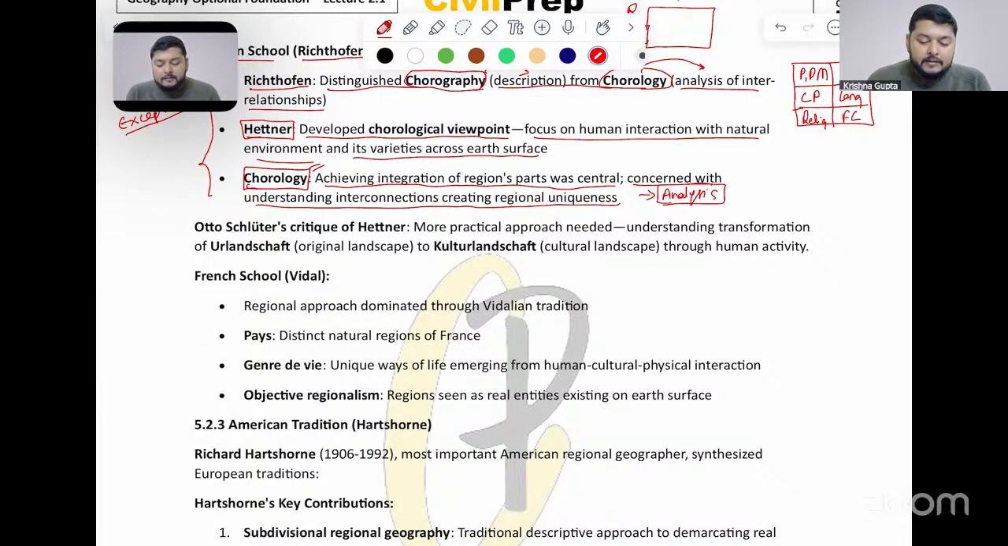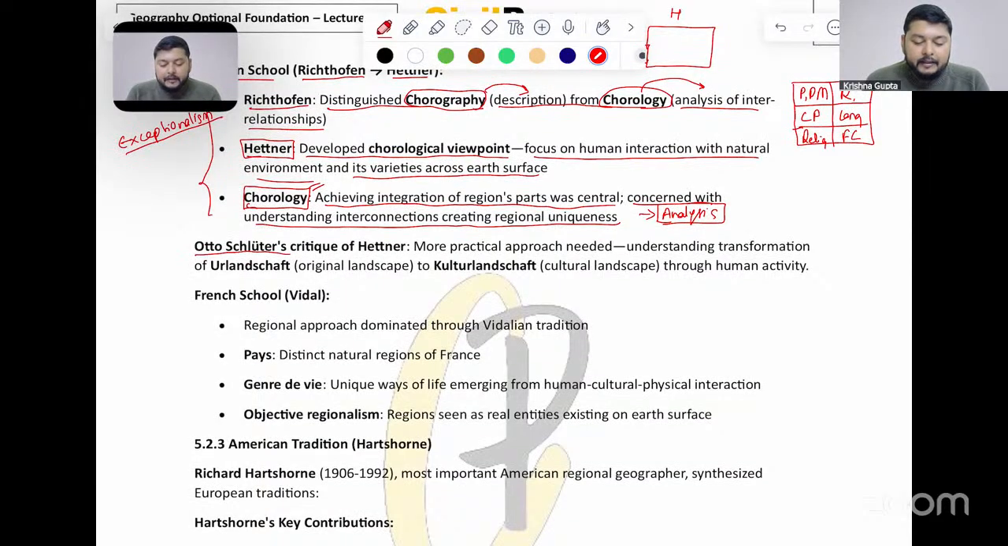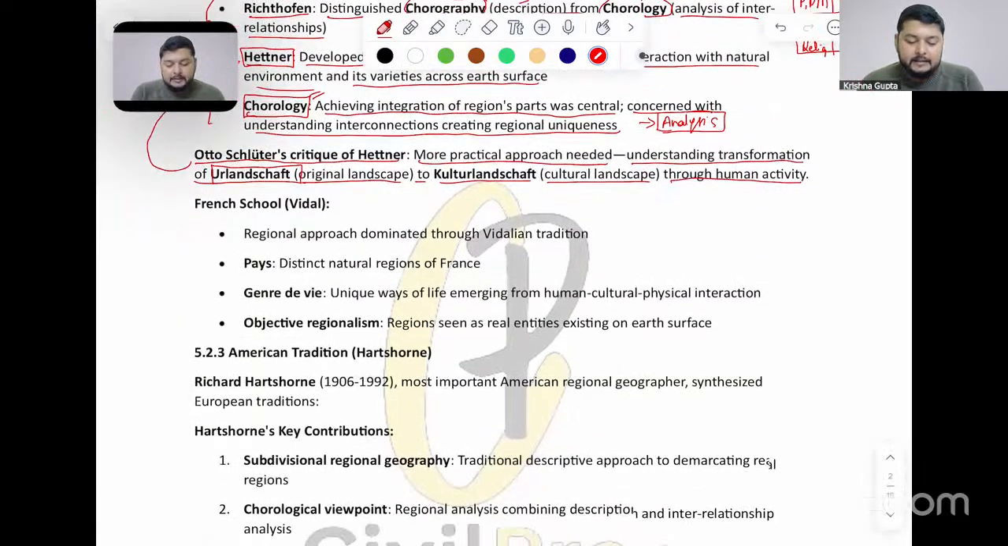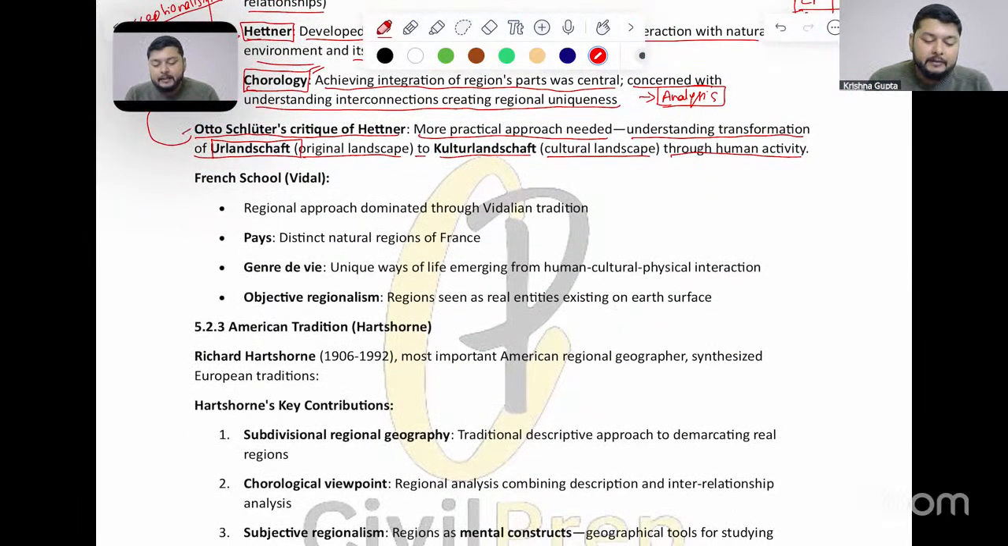Now, after this, we will see Otto Schlüter. He criticized Hettner. How? A more practical approach is needed here for understanding the transformation of Urlandschaft, the original landscape, to the cultural landscape. Okay, these are German words. That is, the cultural landscapes created through human activity. Hettner tried to make regional studies more objective, from highly subjective to a better objective approach. But yes, there was more work to be done here, as highlighted by Schlüter.